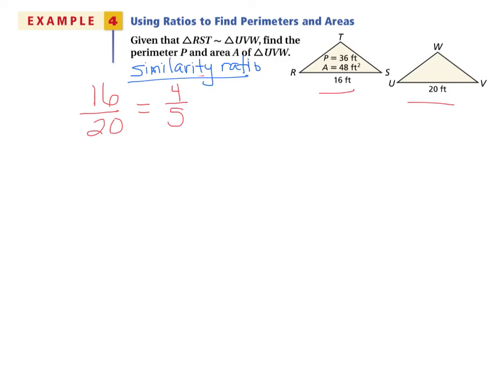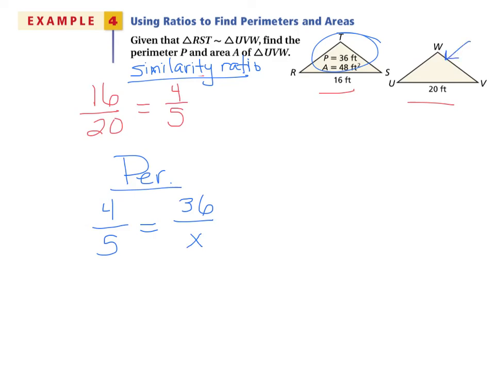Now the ratio of the perimeters is the exact same thing. So to find the perimeter, we would use 4/5 equals, now the perimeter of the smaller one is 36, so we would write 36 over x, which would be the perimeter of the other triangle. So we cross multiply, 4x equals 180, divide, and you would get the perimeter of triangle UVW. The perimeter is 45 feet.